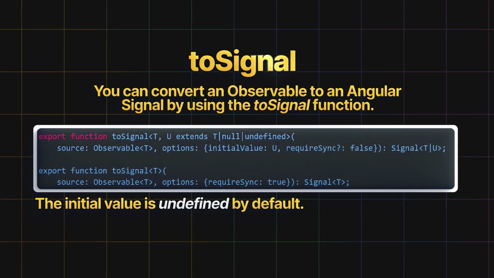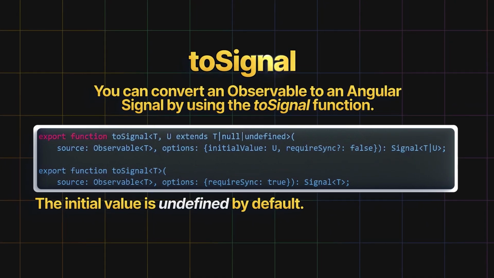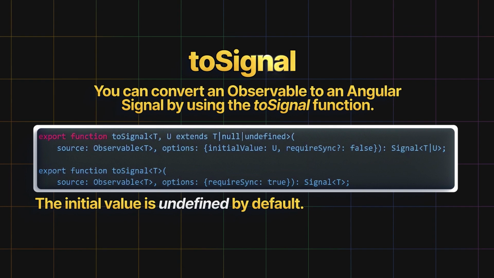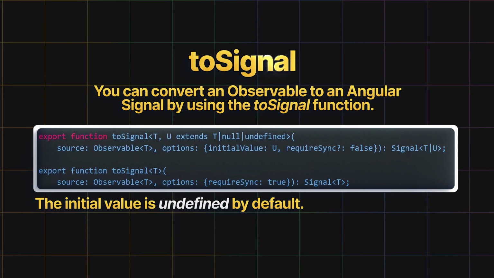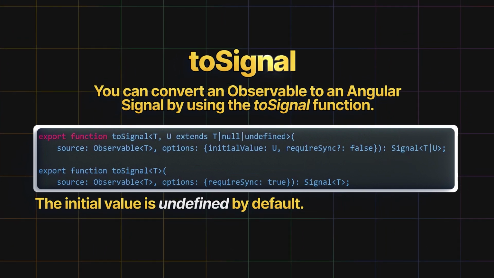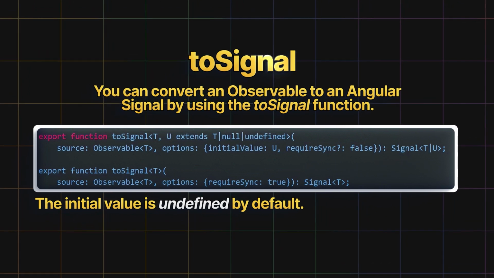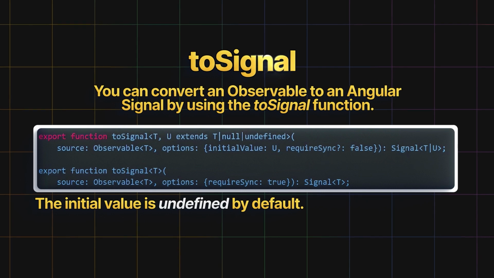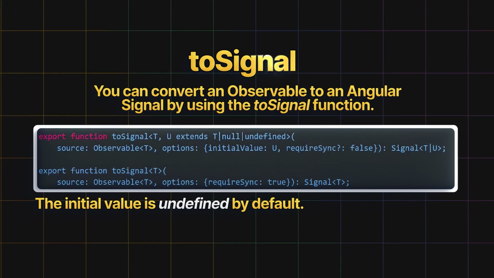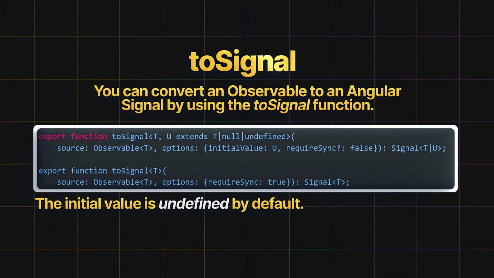We'll make use of an API called toSignal. The toSignal API is made available through the interoperability API. It allows us to convert an observable to an Angular signal. As you can see from the code in this slide, the toSignal API can take in a generic type as well as different data types.